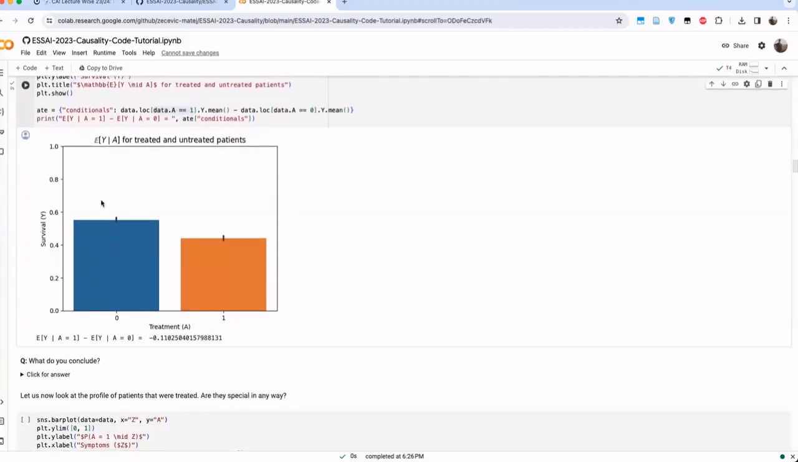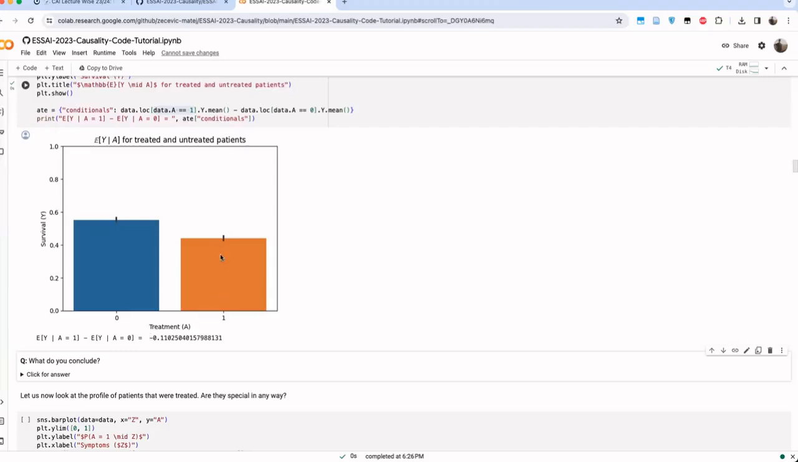And so now this is a typical part of the exercise. You're looking at this, and here's the question: what do you conclude? And you should not click on the answer before you have thought about it. So let's look at it. We can see that the value here is negative. So we would think that actually taking the treatment is kind of bad, right? This is also visualized here by the plots.